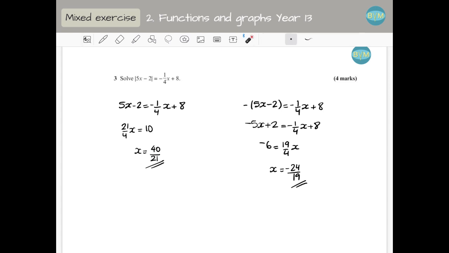And that's why we have two answers, because really when we have an absolute value, we have two branches of this straight line. And that's all.